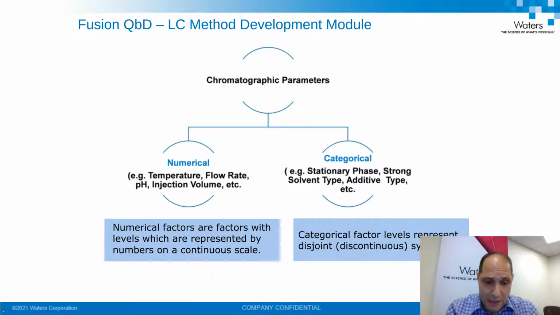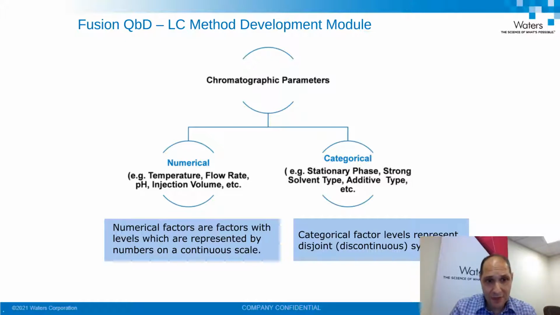So in Fusion, the way it treats chromatographic factors is as either numerical factors or categorical factors. Numerical factors are factors with levels which are represented by numbers on a continuous scale, which has meaning, and for which intermediate levels between these two numbers also have a meaning. For example, if you have a temperature of 30 and a temperature of 40, a temperature of 35 would have a meaning. That is a numerical factor.